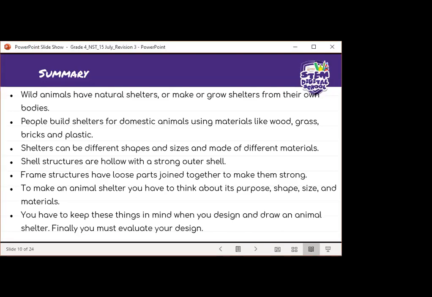And lastly, you have to keep these things in mind when you design and draw an animal shelter. Finally, you must evaluate your design. When we speak about evaluating our design, we need to see if it works. Okay. If it's feasible for the animal that you are building it for.